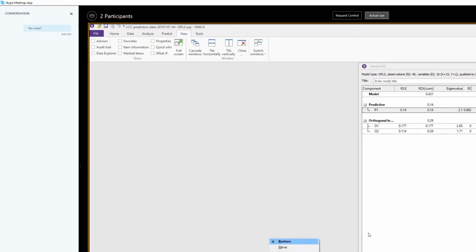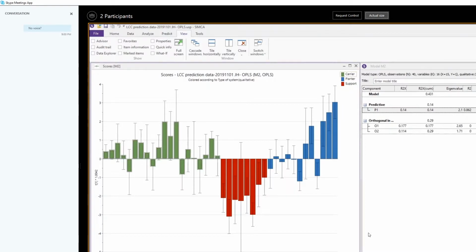Where did they all go to me? Too many windows open at the same time.